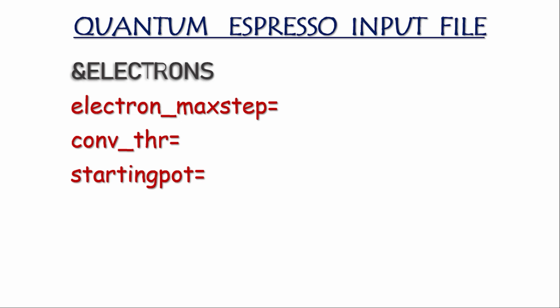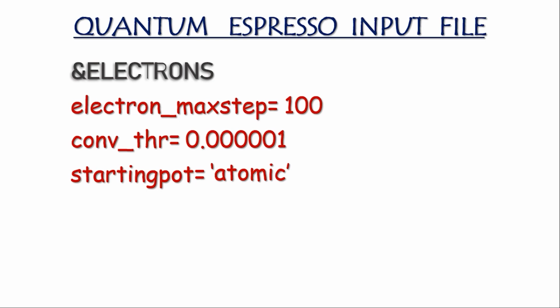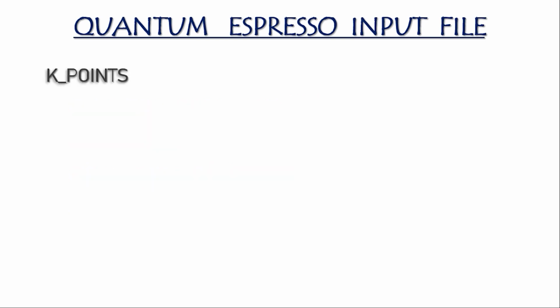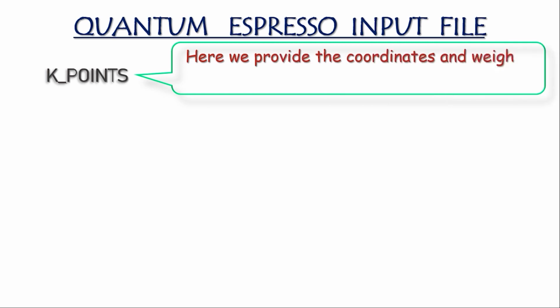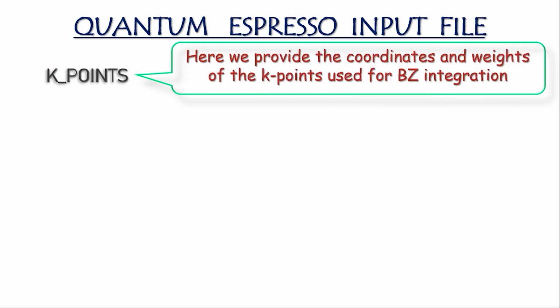Okay, so let's complete the cards here. So let's take electron_maxstep equal to 100, conv_thr equal to 0.000001, and starting_pot equal to atomic. Okay, now let's end this namelist by using the slash. Now after this comes K_POINTS. This is not a namelist, okay, but this is a particular card under which you have to define the coordinates and weightages of the k points that are going to be used for the Brillouin zone integration.